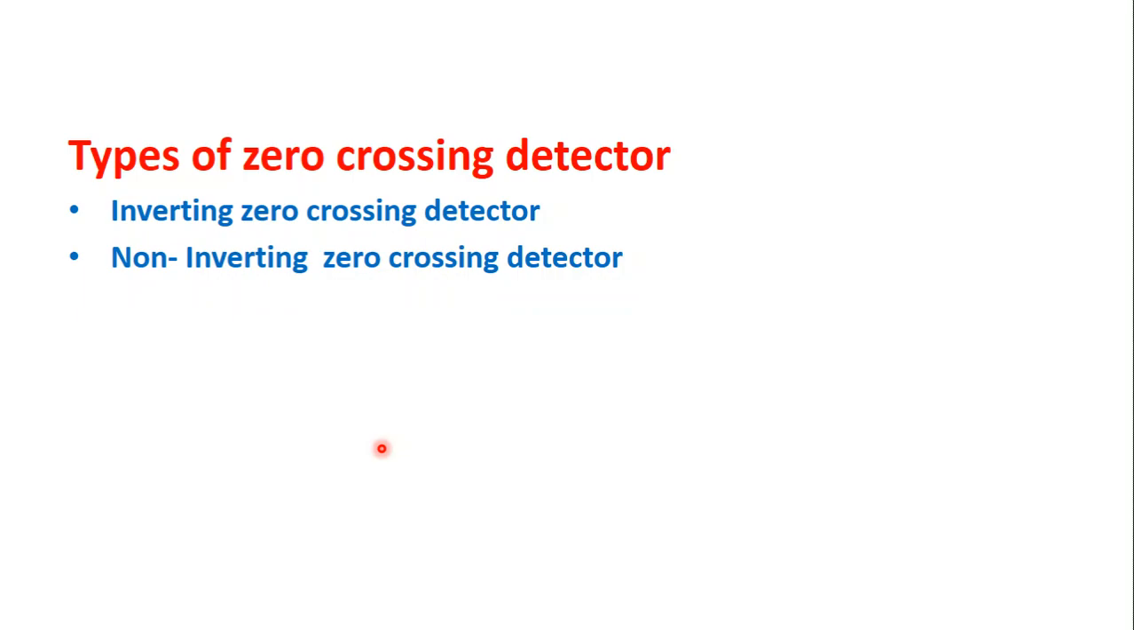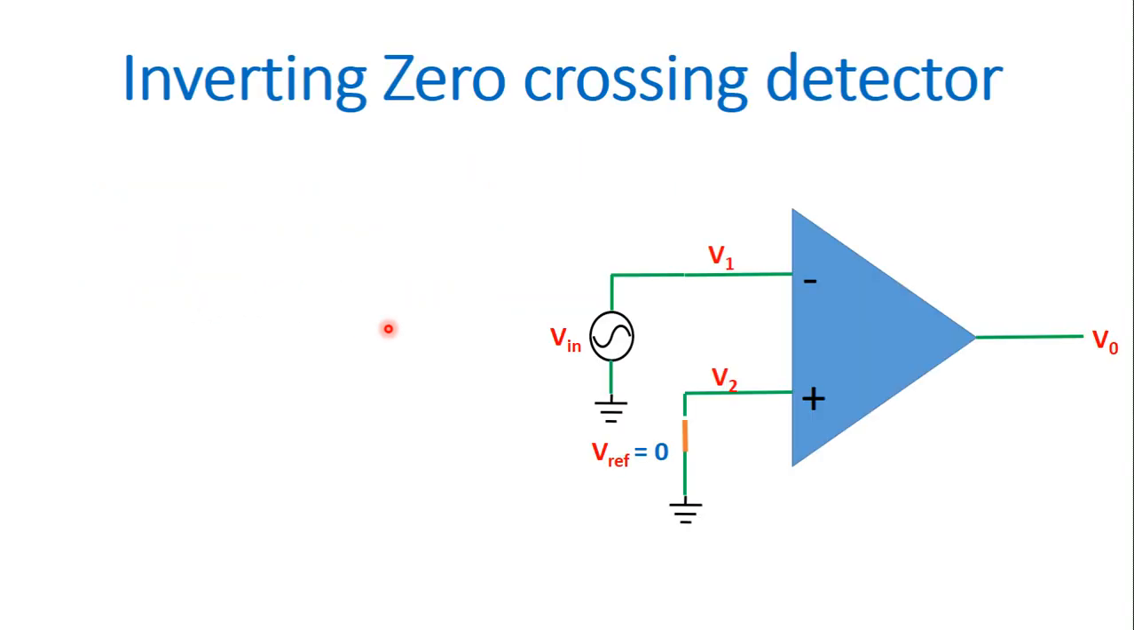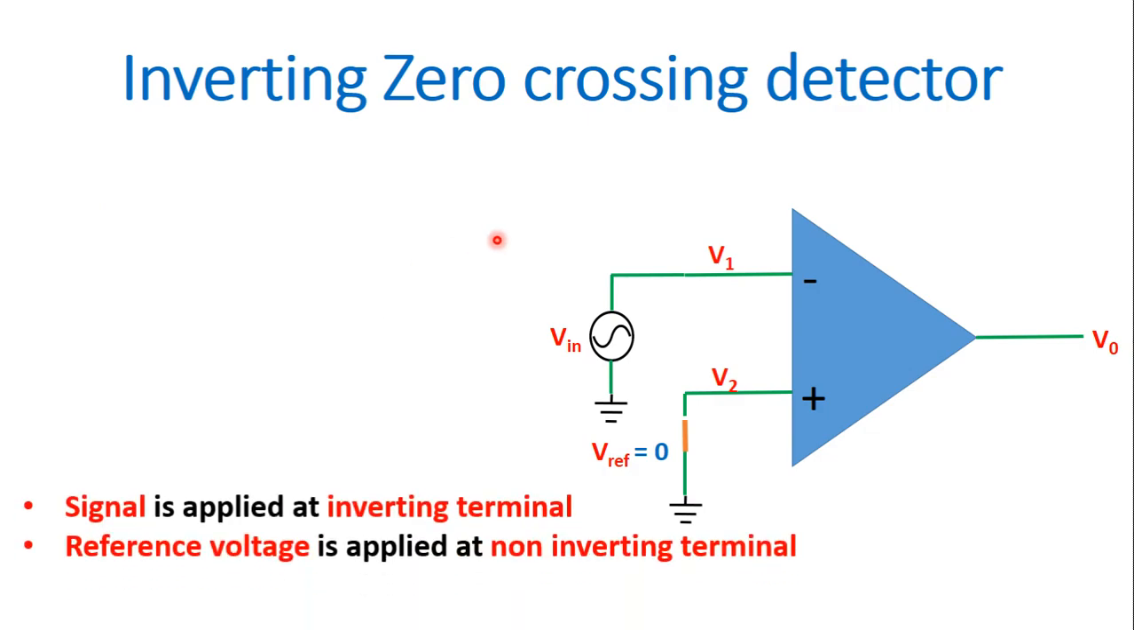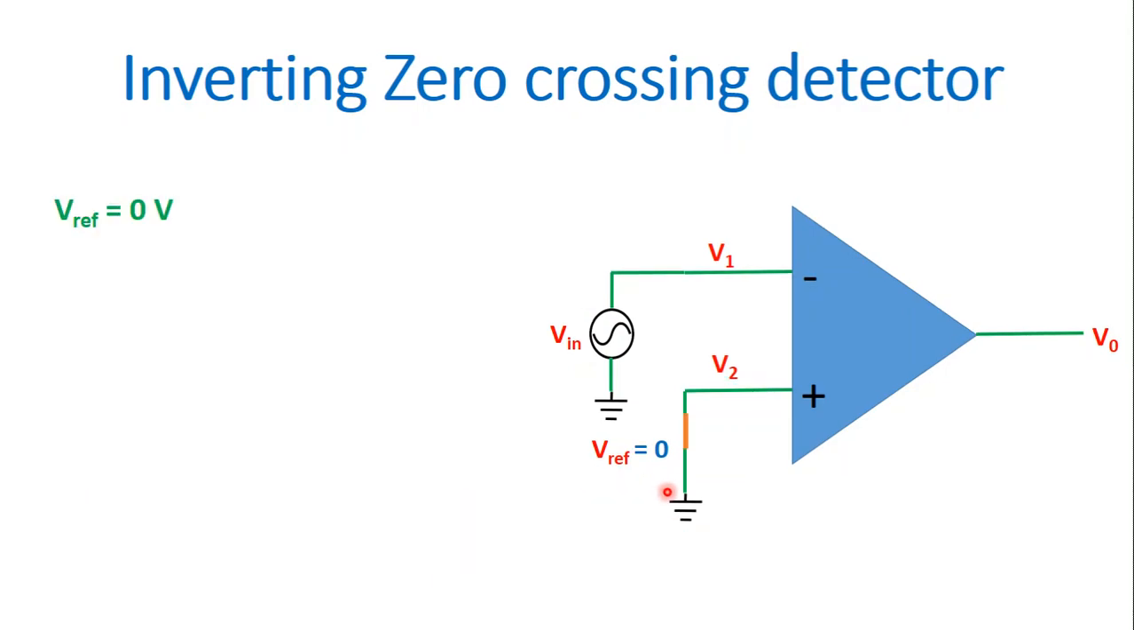Next is the types of zero crossing detector. There are two types. One is the inverting zero crossing detector and the other is the non-inverting zero crossing detector. In the inverting zero crossing detector, the signal voltage or input voltage is applied at the inverting terminal, and the non-inverting terminal is grounded to make the reference voltage equal to 0.